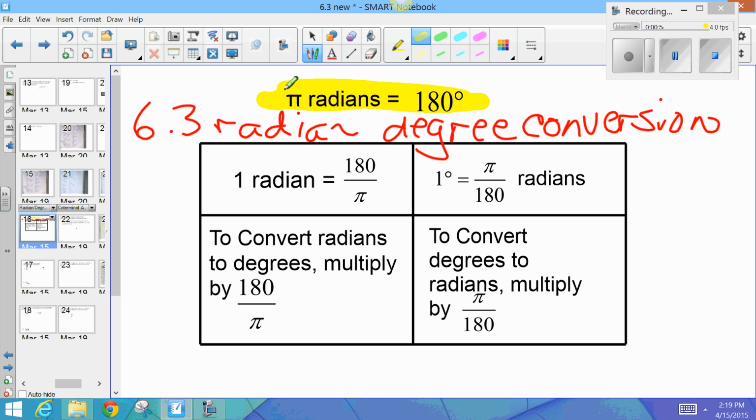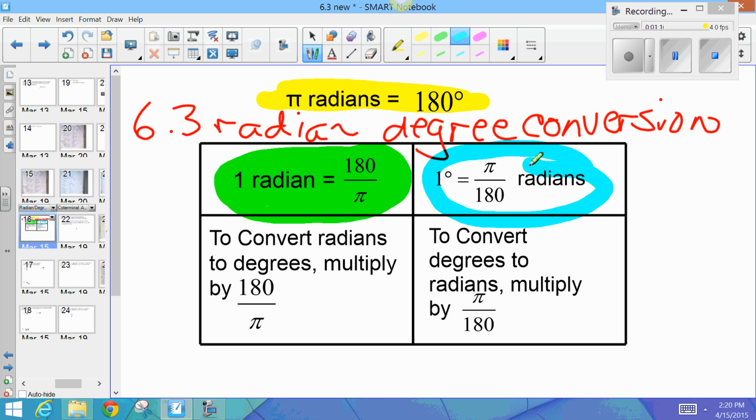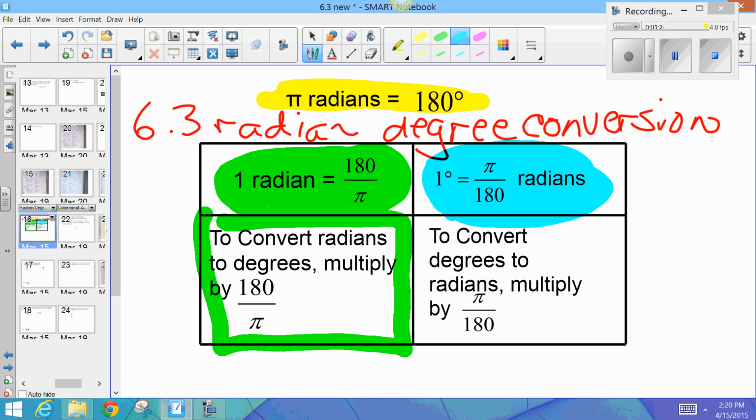Okay, now if I want to know what one radian is, pi radians is 180, so 1 radian is 180 divided by pi. If I want to know what 1 degree is, there it is. 1 degree is pi divided by 180. Okay. So underneath we've got the rules for converting. Let's do some examples.